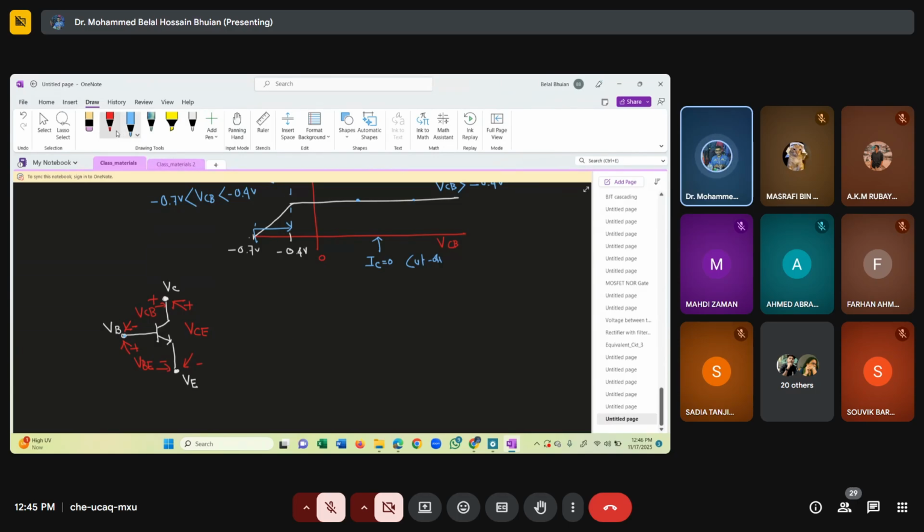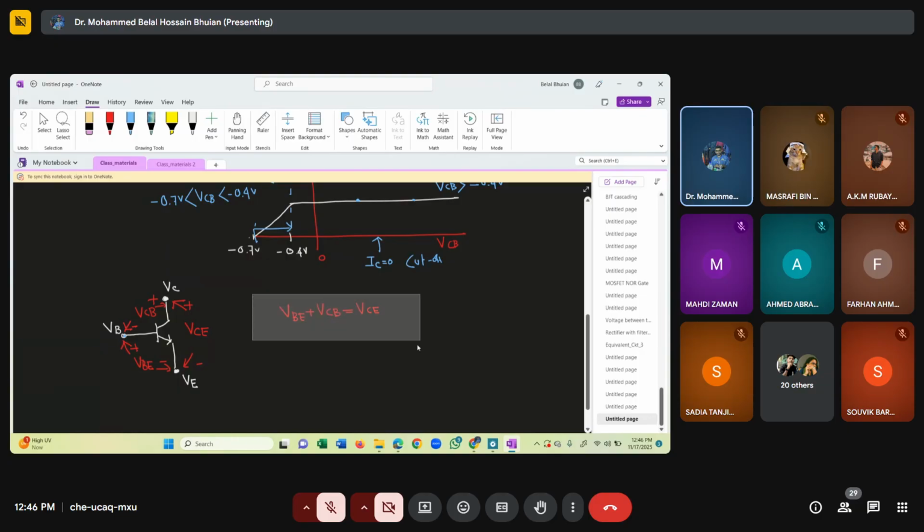So in that case, if we apply KVL, we find the summation of all the voltages around a loop must be 0. So that gives us VBE plus VCB equals to what? VCE.